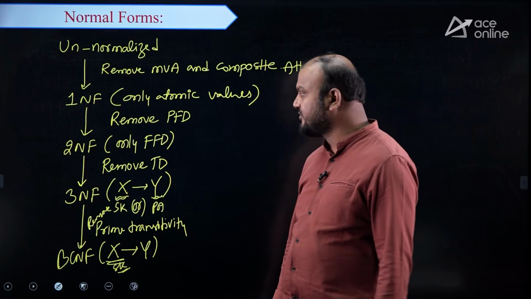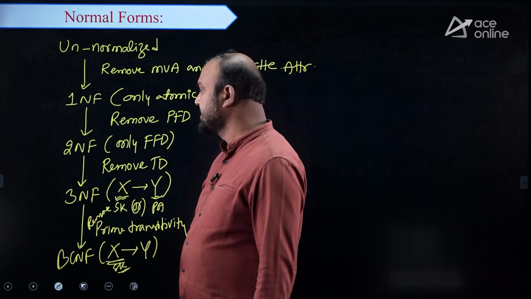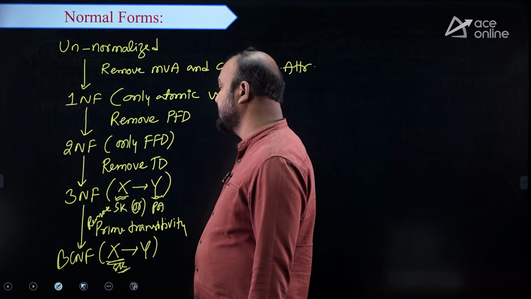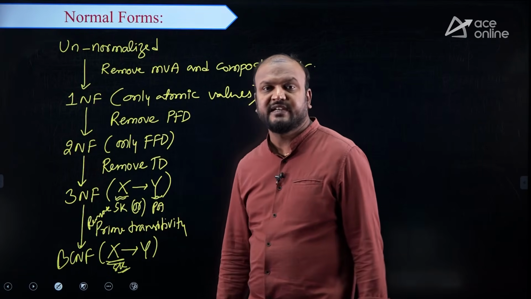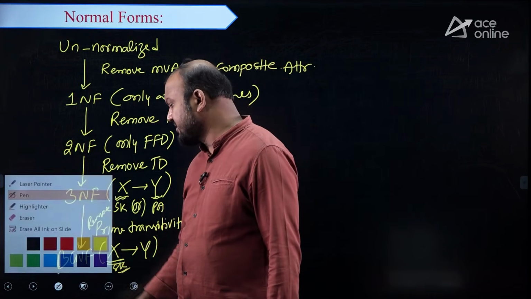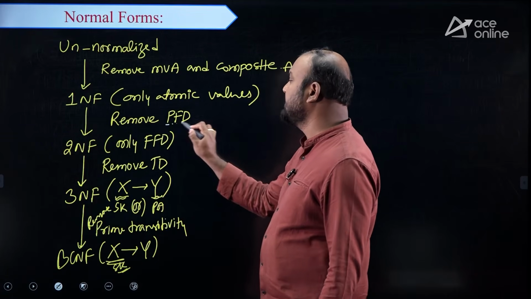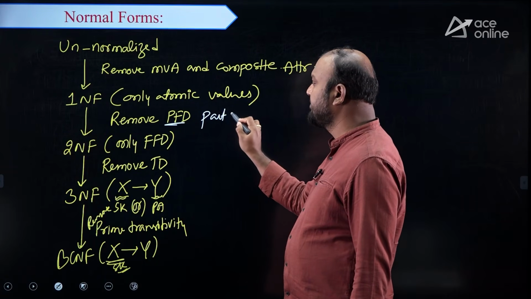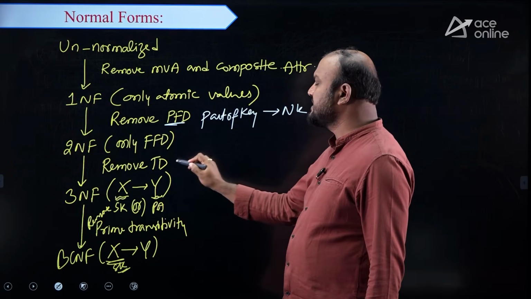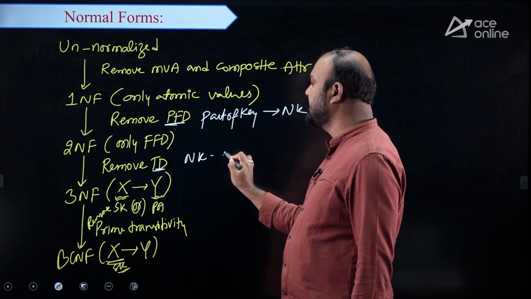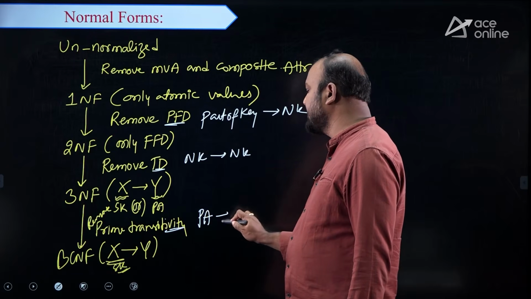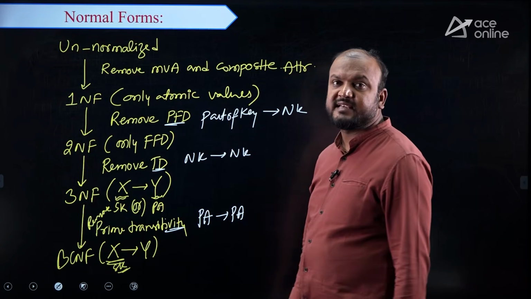So, what is the format of PFD? Part of key to non-key. What is the format of TD? Non-key to non-key. What is the format of prime transitivity? Prime attribute to prime attribute. And here for you I will write: partial dependencies means part of key to non-key. Transitive dependencies means a non-key is determining non-key, and a prime transitivity means prime attribute determining prime attributes. And in these cases we have to look.